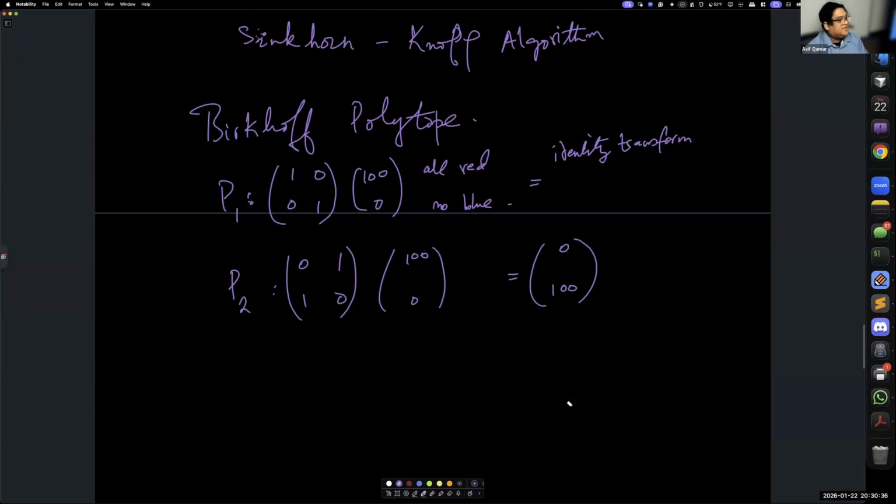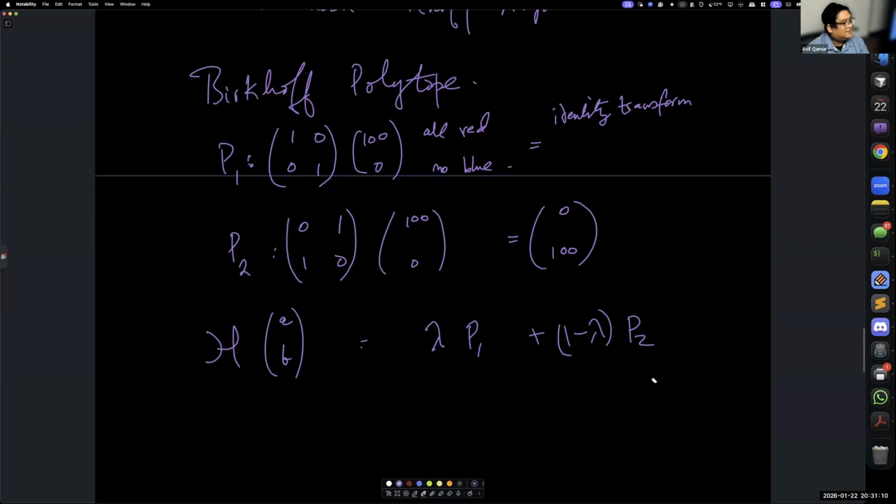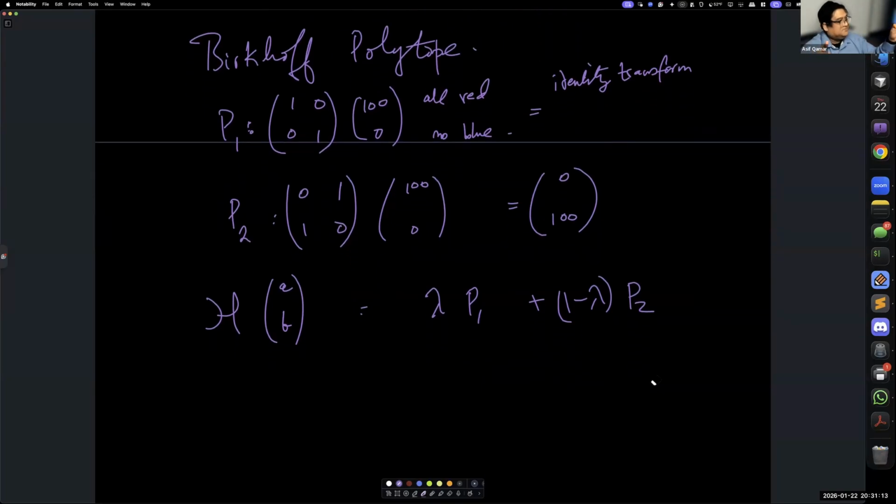Now, you would agree that no matter what you do, any reasonable mix that a doubly stochastic matrix, I mean a photon conserving matrix, will do has to be somewhere in between, something like lambda P1 plus 1 minus lambda P2. You can say either leave it alone or swap it or something in between, isn't it? You can convince, would you agree? These are the two extremes. So any transformation has to be in between, right?